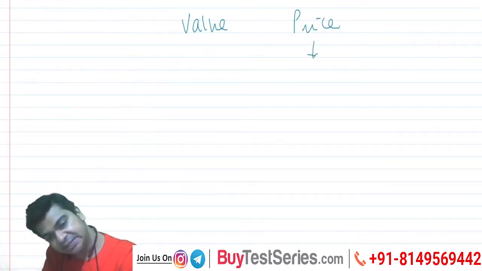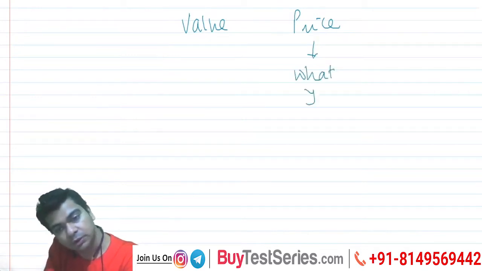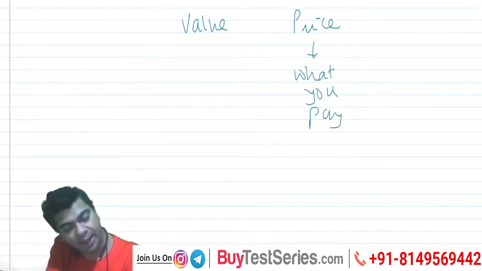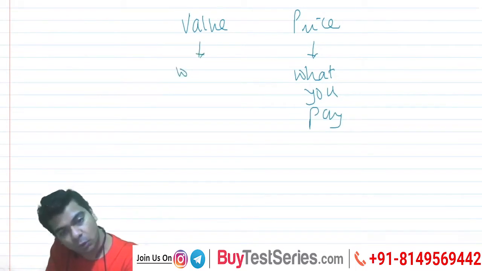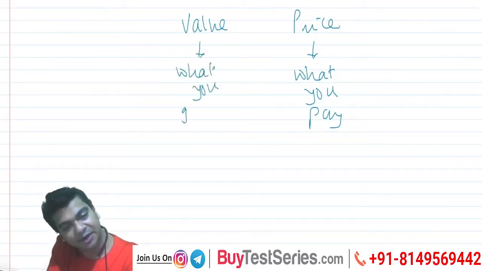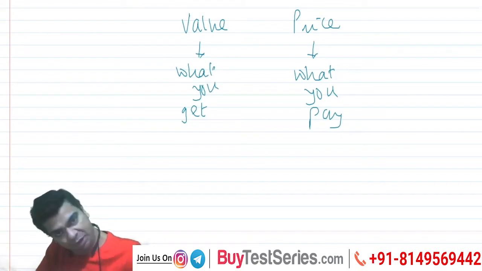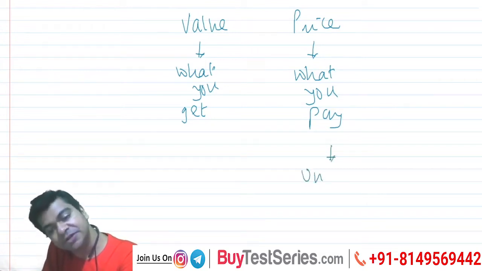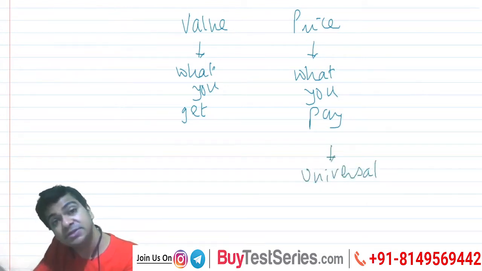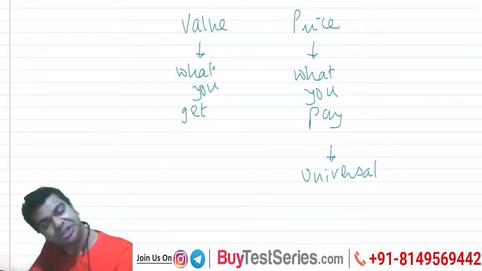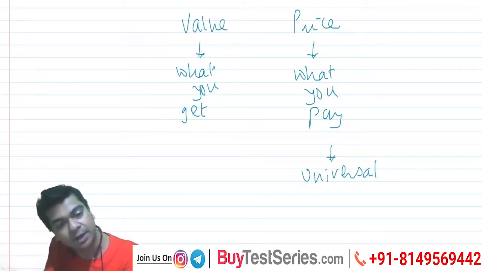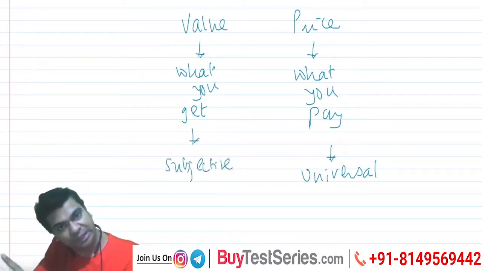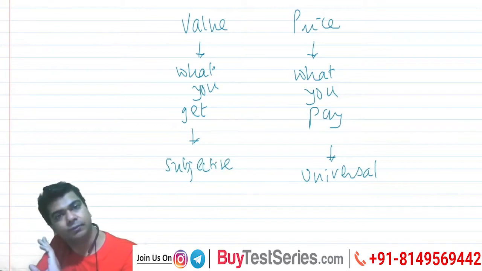Understand? Price is what you pay, and value is what you get in return. After you have paid the price, what will you get in return? That's what we refer to as the value. Another thing, price is universal. Universal means it is the same for everyone. Price does not change. Value is subjective. It keeps on changing from person to person.